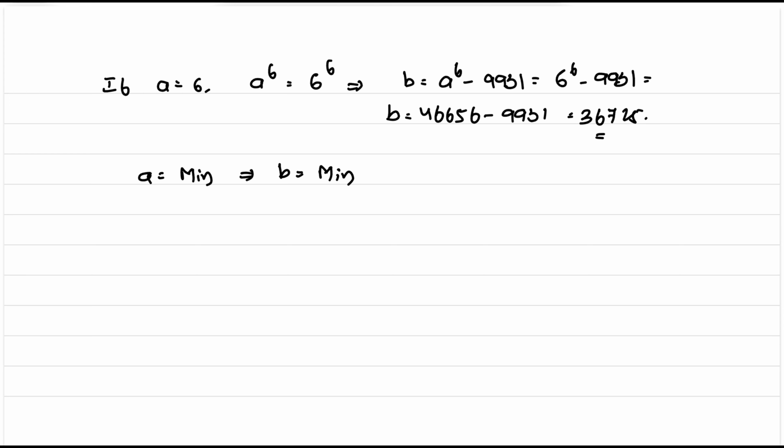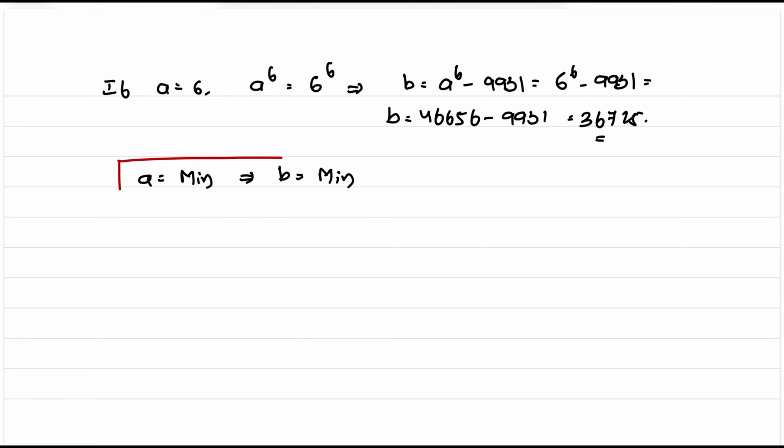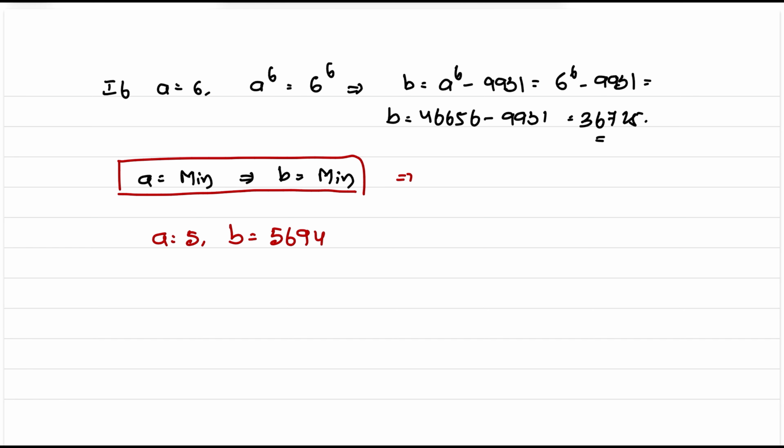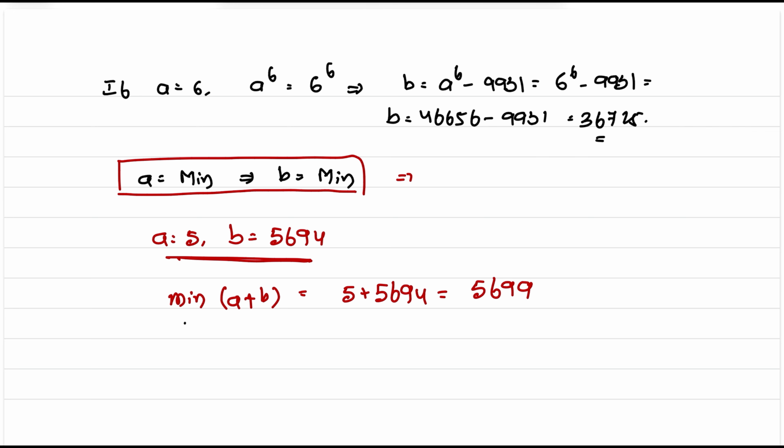This is the most important observation we have from this equation, which implies a is equal to 5 and b is equal to 5694. We have solved the problem. Now, the minimum of a plus b is equal to 5 plus 5694, that is 5699. This is the answer.